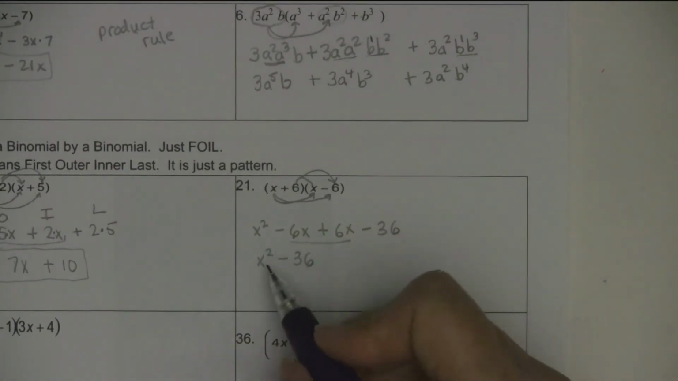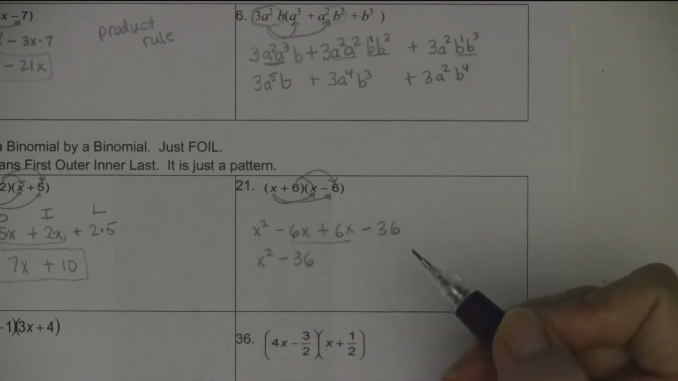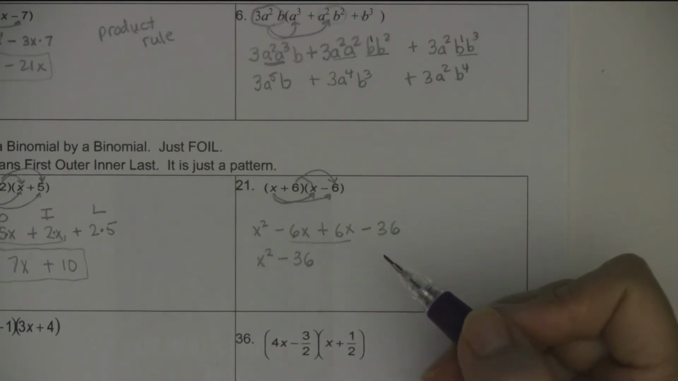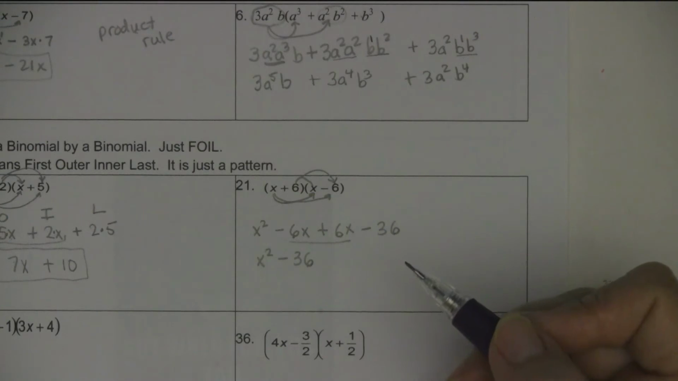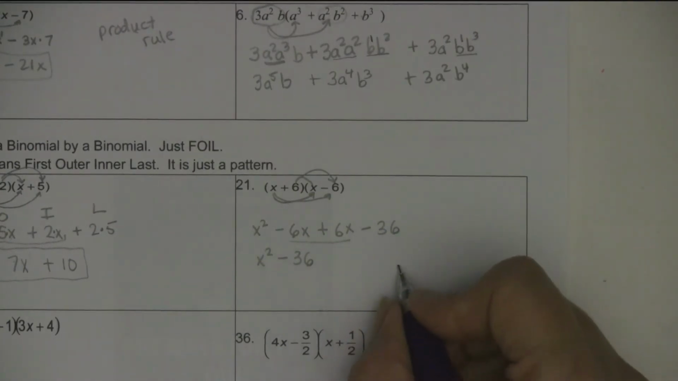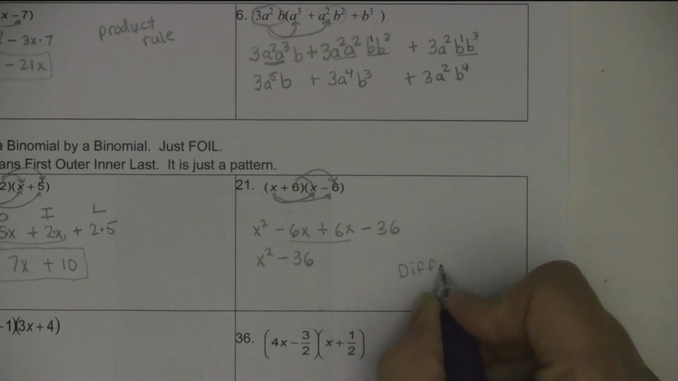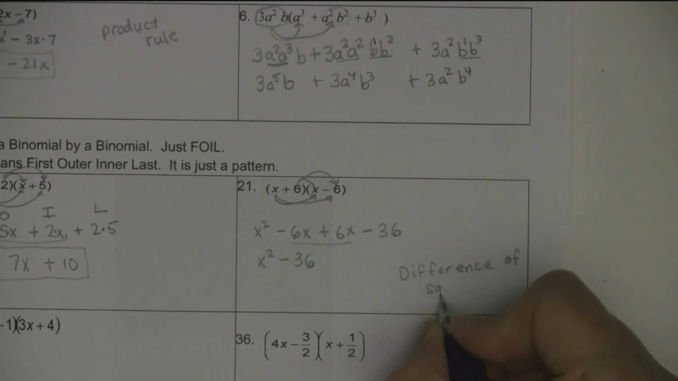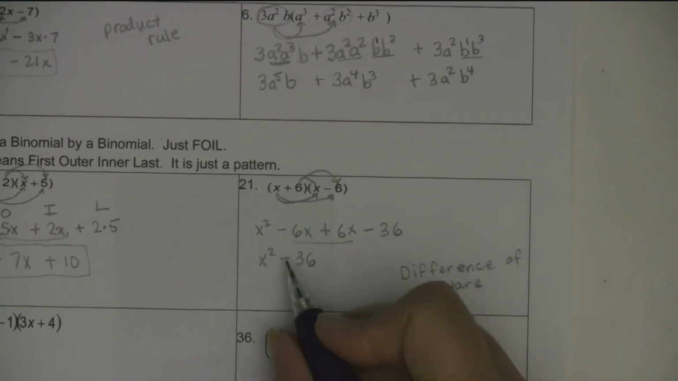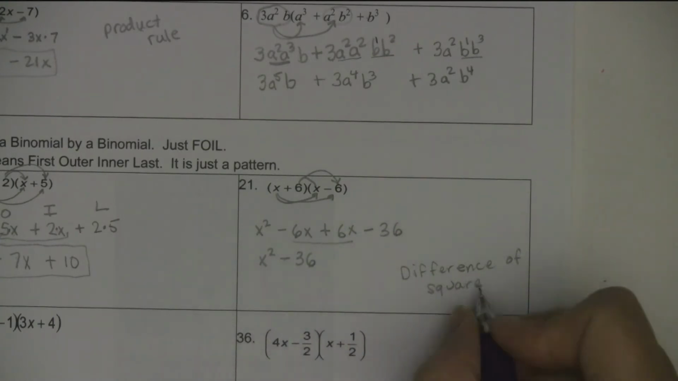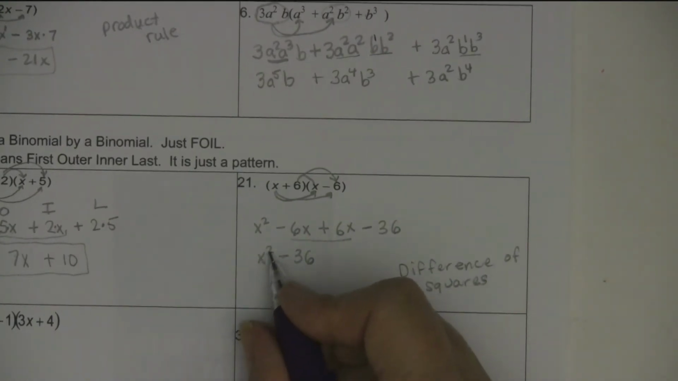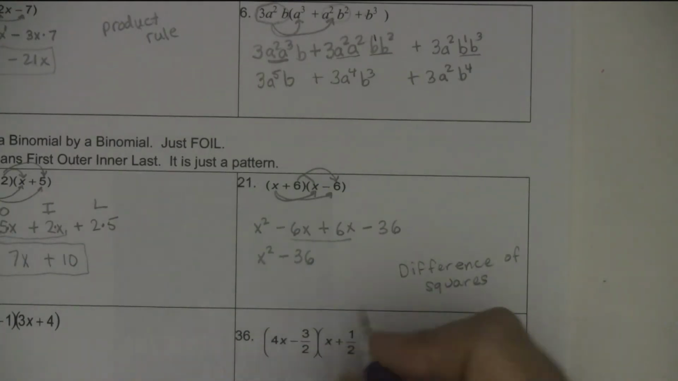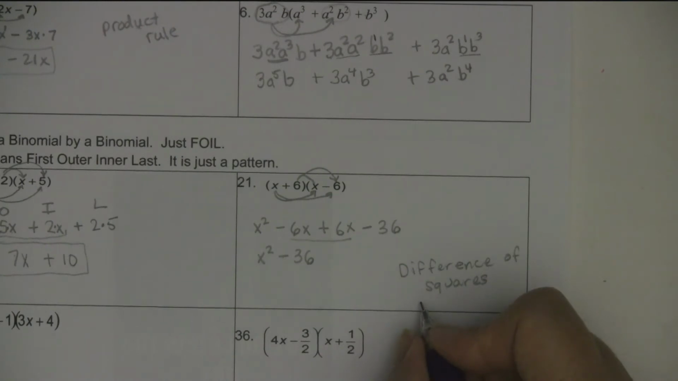Later on, they're going to tell us that this thing here, x squared minus 36, has a special name. And so should I tell you the special name now, or should I tell you the special name later? What do you think? Well, its special name is difference of squares. So it's called a difference because it's a subtraction. And it's called of squares because this is x squared and that is 6 squared.